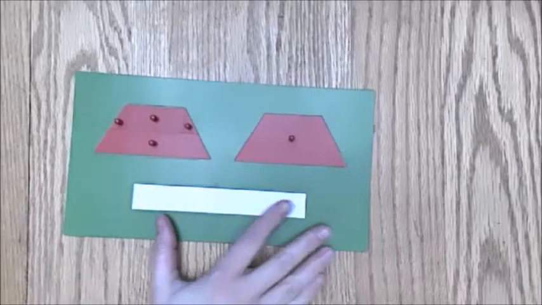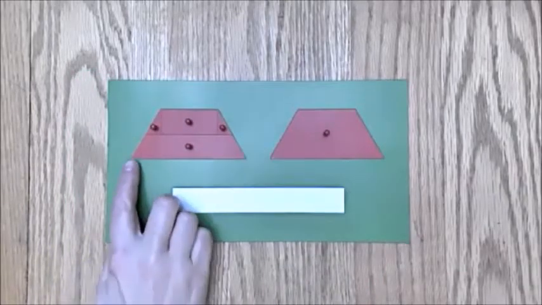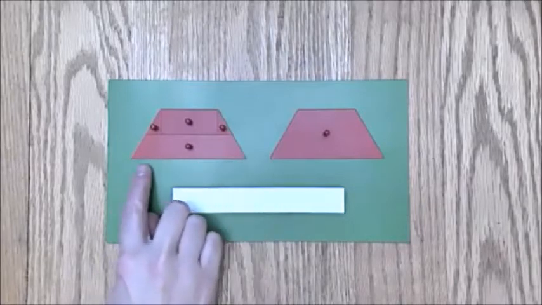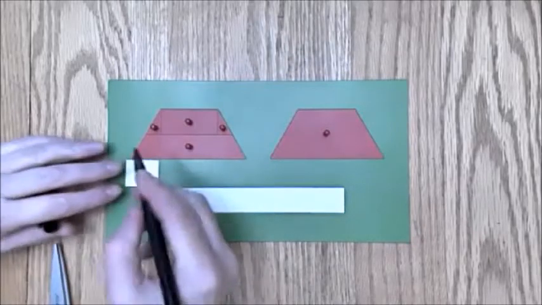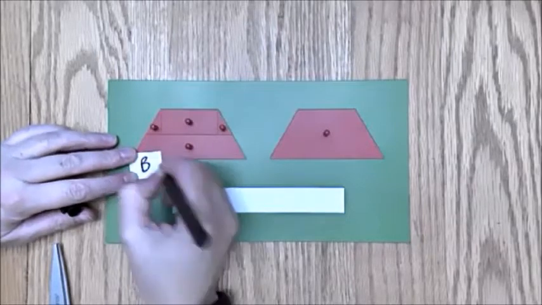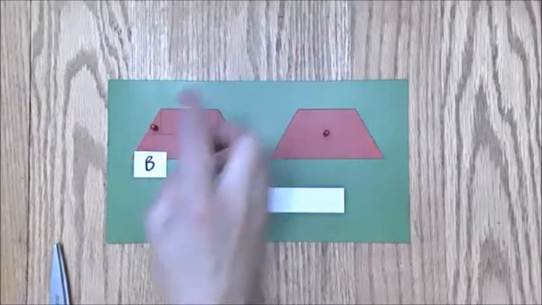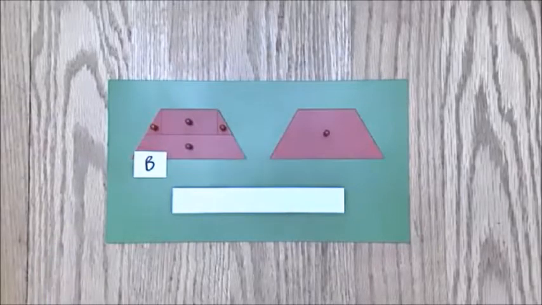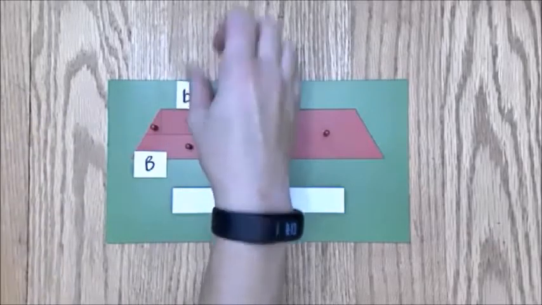So when we are looking at a trapezoid, we have a couple parts. Okay, so here we have a base, but it's not just a base, it's the major base. The way we label the major base is with a capital B. And this is also a base, but we call it the minor base. And we label the minor base with a lowercase b.